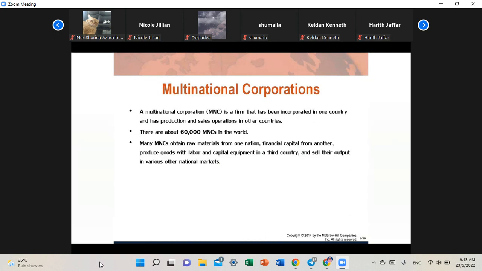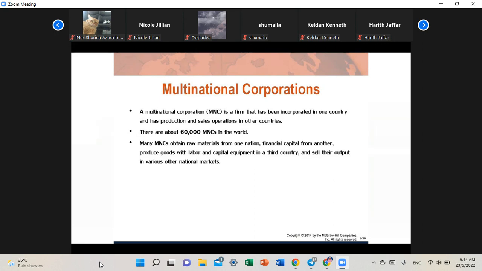A multinational corporation is a firm that has been incorporated in one country and has production and sales operations in other countries. There are about 60,000 MNCs in the world. I believe these numbers no longer explain the ecosystem of MNCs right now. I think it's more than that. This was from 2014. That was 8 years ago. So I think the numbers have already changed.